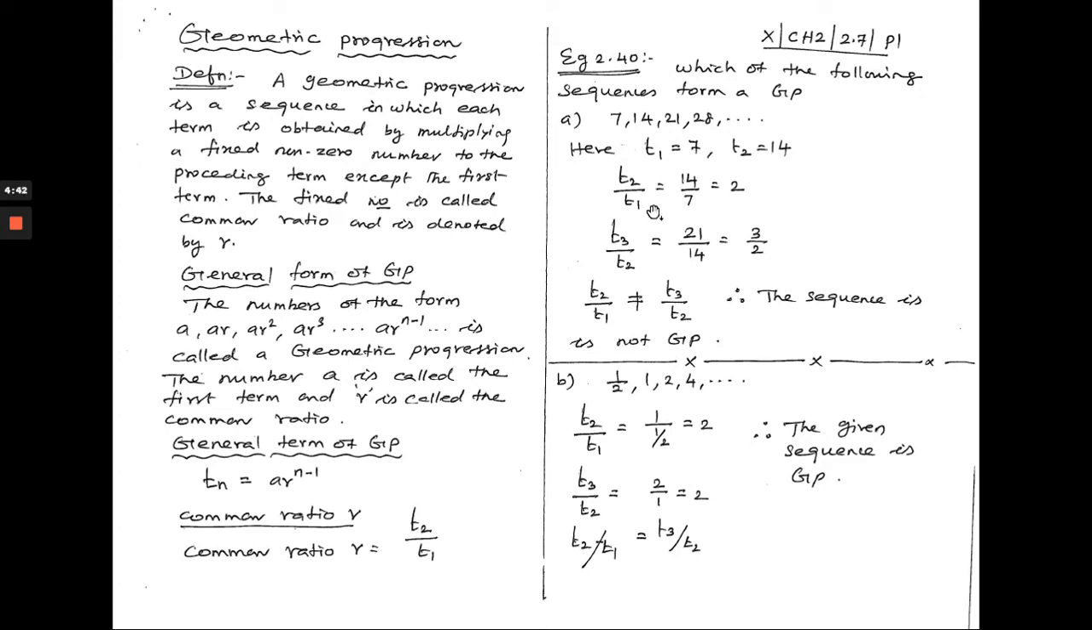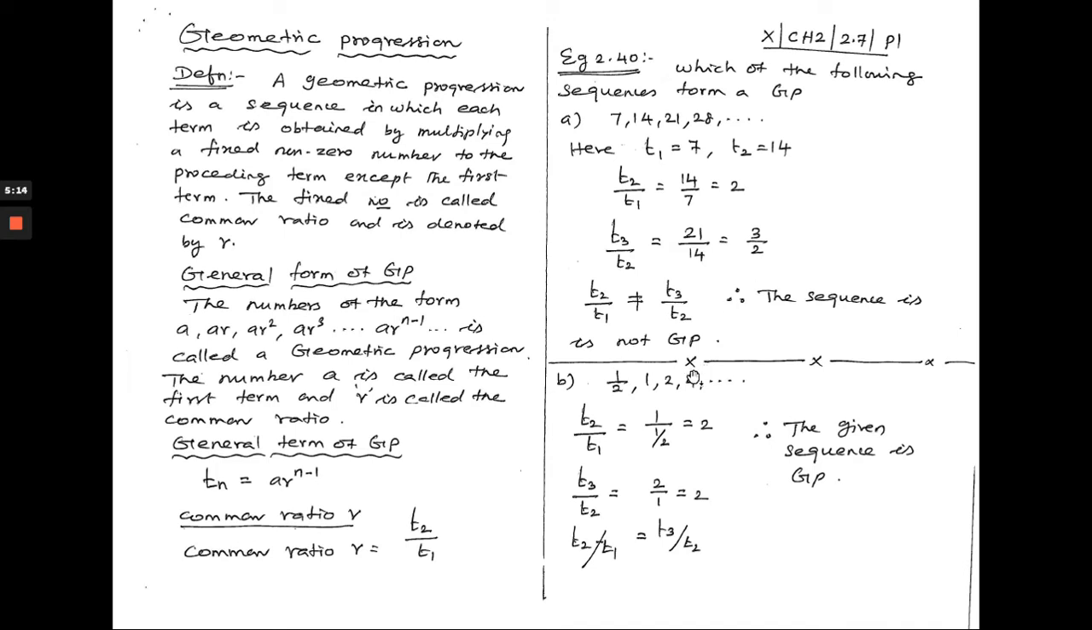T2 by T1 is equal to 14 by 7, equal to 2. T3 by T2 is equal to 21 by 14, which is 3 by 2, since 3 7s are 21 and 2 7s are 14. T2 by T1 is 2 and T3 by T2 is 3 by 2. Therefore, the given sequence is not in GP. If both of them are equal, then we can say that it is in GP.